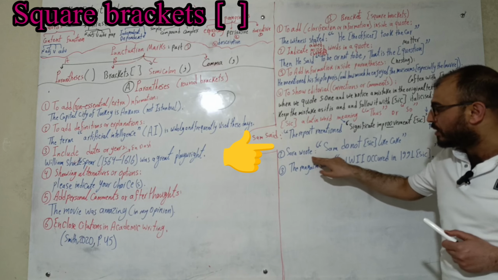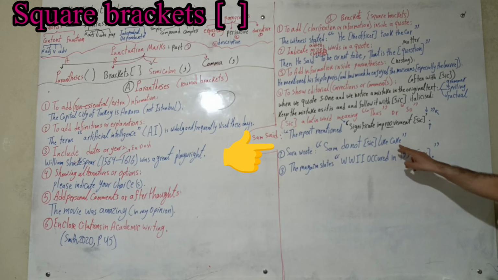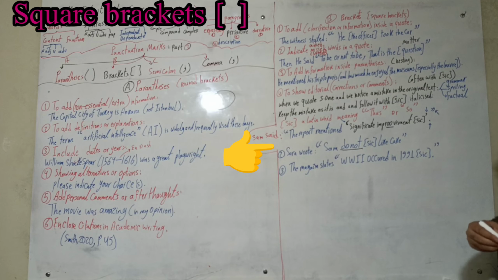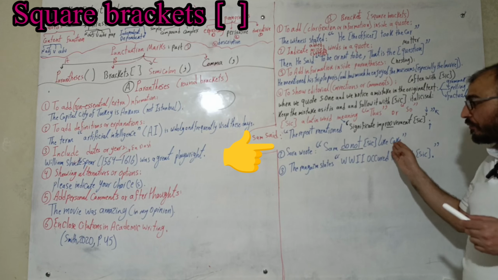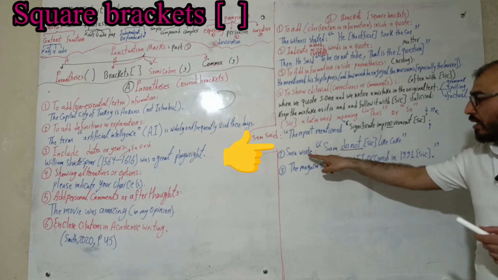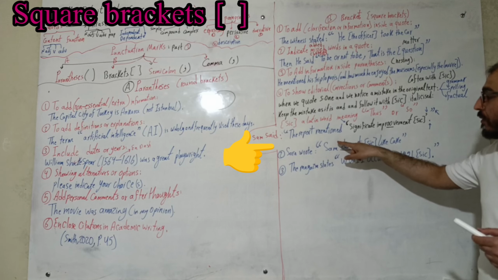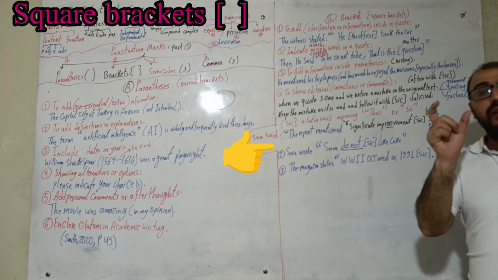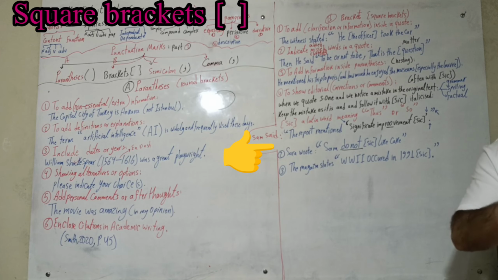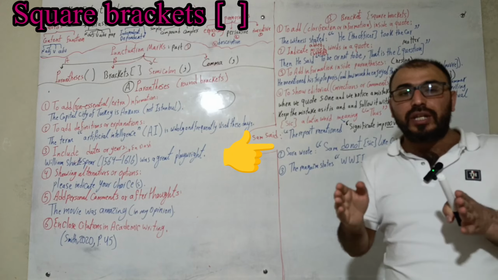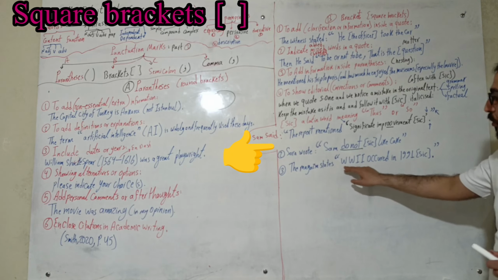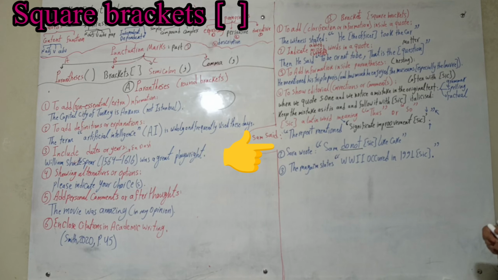Second one here, Sarah wrote, "Sam don't like cake." And here, my friends, the problem is in "don't"; it should be "doesn't." So I write [sic] to tell my reader that although I am quoting Sarah in her book, there is still a mistake in the original, and I am writing exactly the same words, knowing that there is a mistake among them. The third one here, the magazine states, "World War II occurred in 1991."